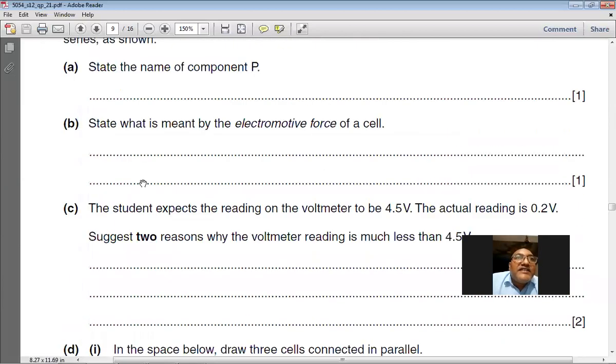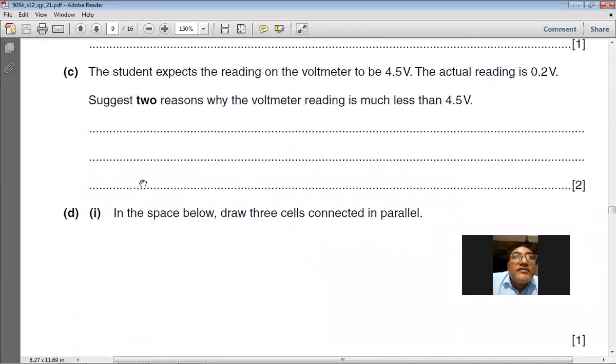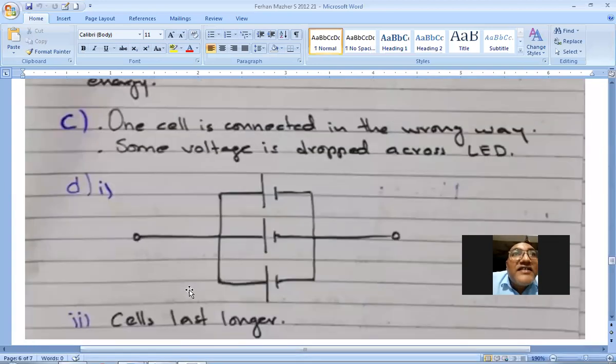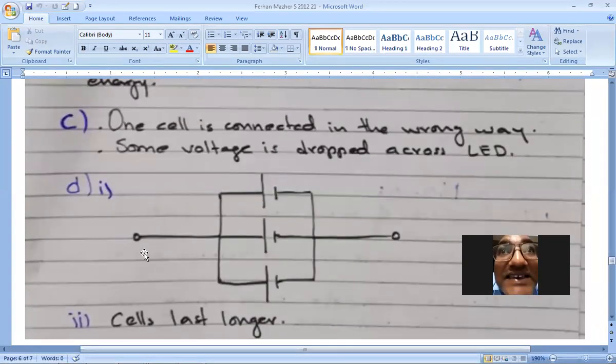I've written the answer. Let me show you that. One cell is connected in the wrong way. That's the one reason. And the second reason is some voltage is dropped across LED.